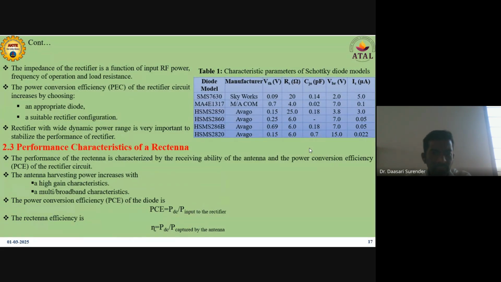The performance of a rectenna is characterized by the receiving ability of the antenna and the power conversion efficiency of the rectifier circuit. The antenna harvesting power increases with high gain characteristics and multiband or broadband characteristics. The power conversion efficiency of the diode is generally calculated as DC power divided by the input power to the rectifying circuit. And the rectenna efficiency is usually calculated using the formula DC power divided by the power captured by the antenna. That is the efficiency of the entire system.